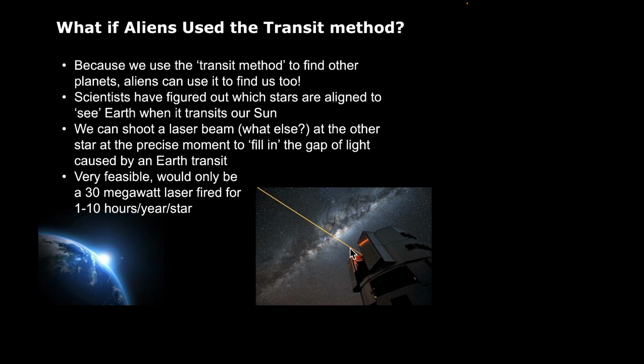So an interesting side thought is, what if aliens use the transit method to try to find us? So just as we can use the transit method to find other planets, an alien looking at us in the right orientation could find us as well. And we've figured out which stars are aligned to see the Earth when it crosses in front of our sun. So what we could do is we could shoot a laser beam at the other star at the exact moment when our planet would be transiting in front of our star to fill in the gap in light caused by an Earth transit. It's actually a very feasible technology and would require lasers which are readily available.